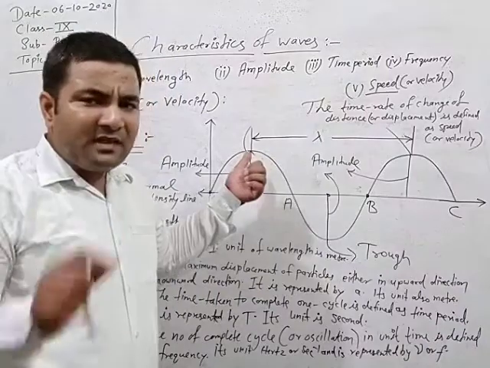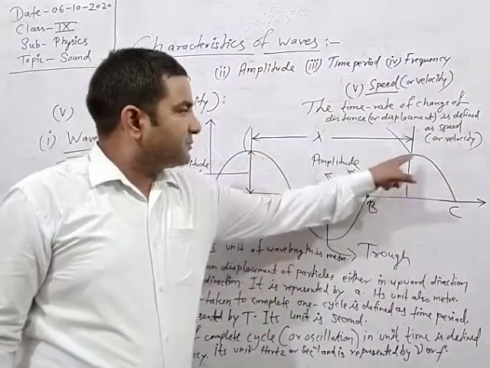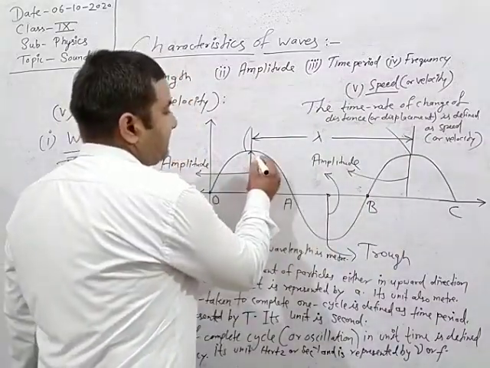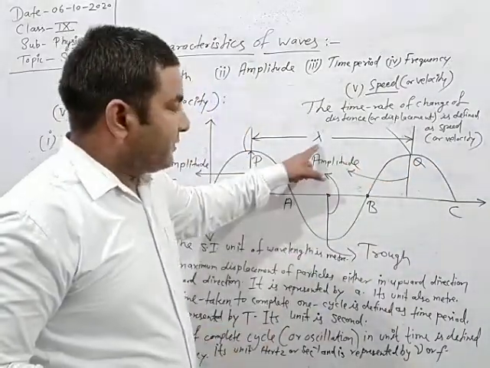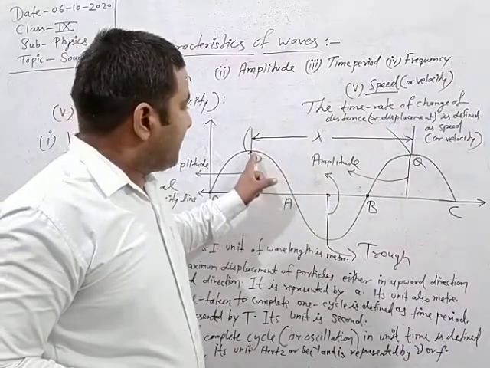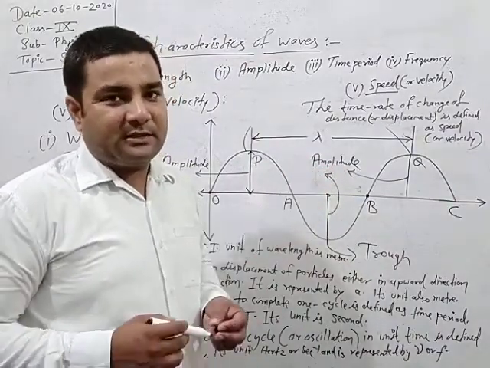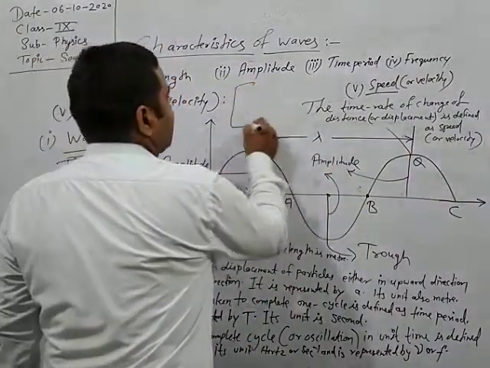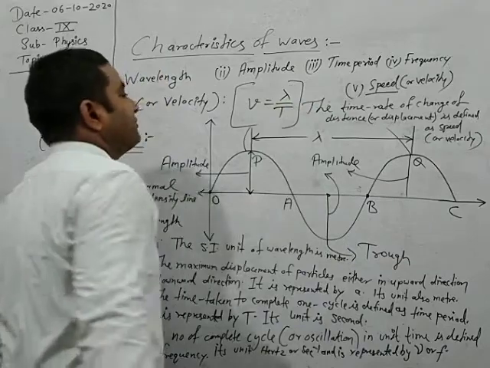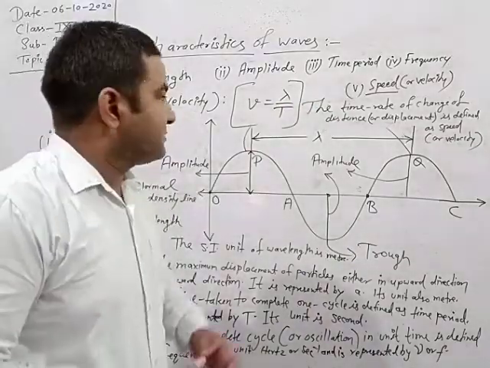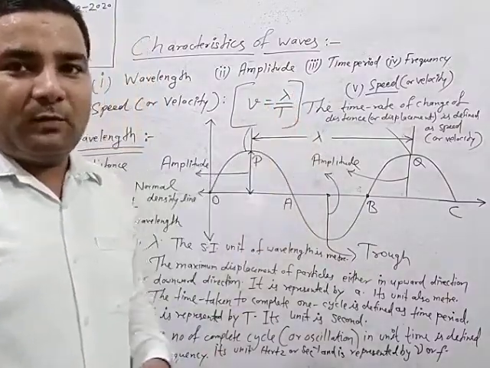And here, in one complete oscillation, suppose we start from this point P and go up to this point Q. The distance between P and Q is the wavelength lambda, and if the time taken to travel this wavelength is the time period, capital T, then the speed formula is V equals lambda upon T. Lambda is the distance or displacement, and T is the time period to complete one oscillation.